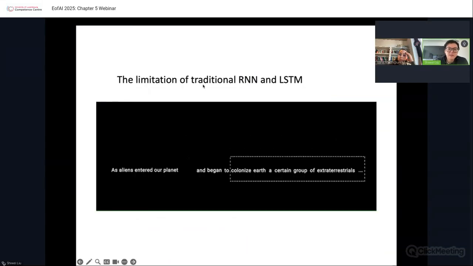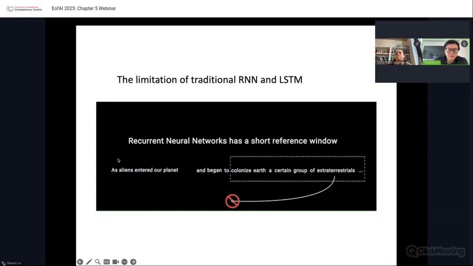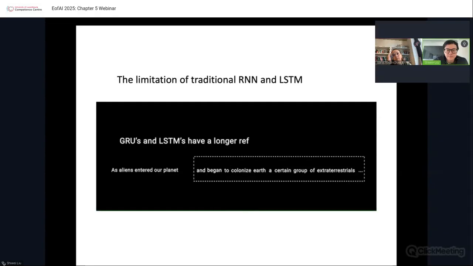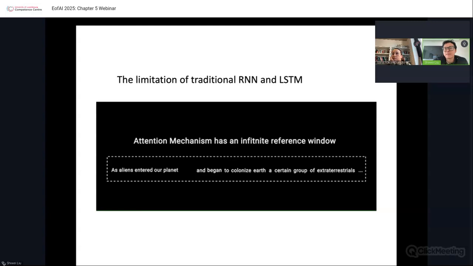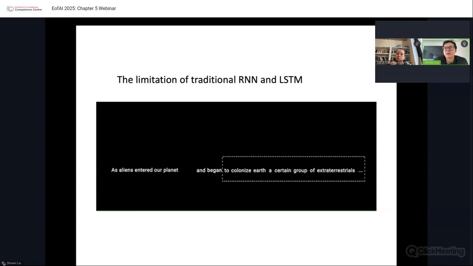Until the innovation of the attention module, we can actually deal with your data in parallel. What do I mean by parallel? Parallel means you can process your data simultaneously without waiting for each other.